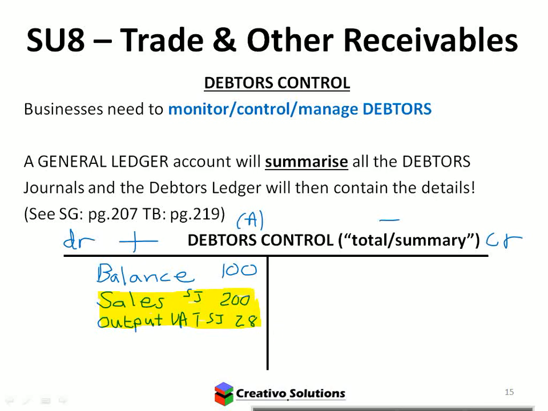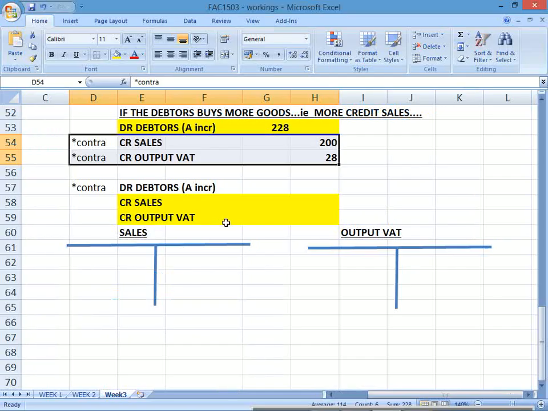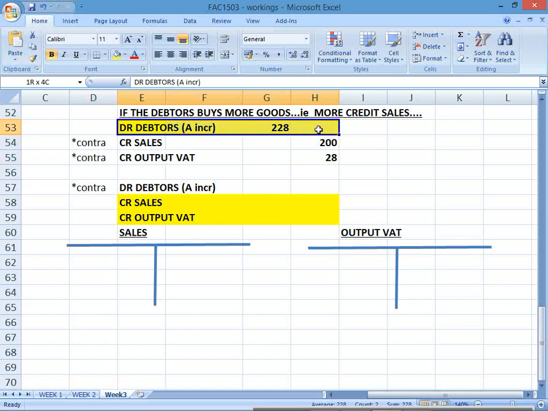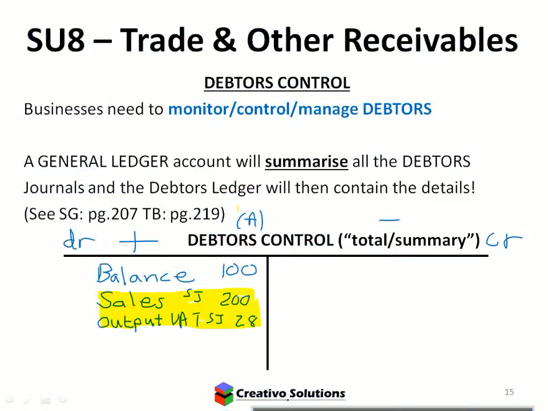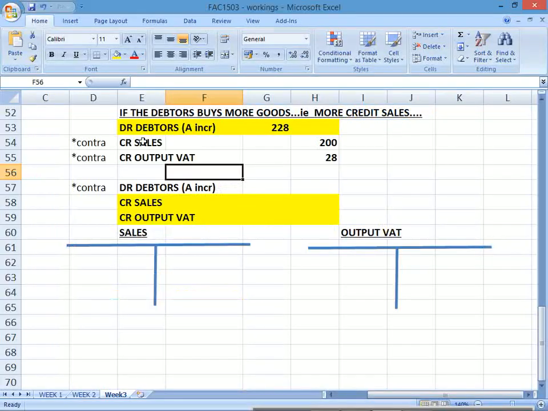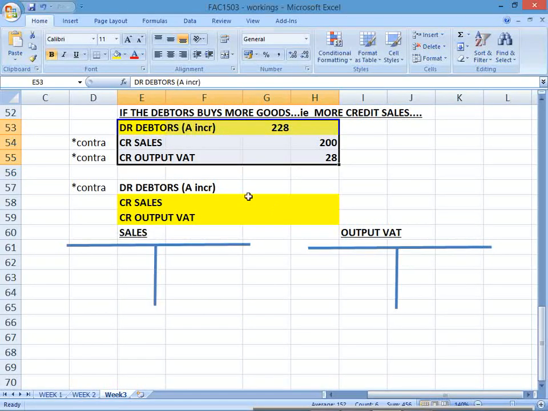So now what am I doing to debtors? 200 plus 28 is 228. Am I debiting debtors with 228? Yes. It's easy to do this if you've got that. And that's why the workings are important. And this is actually a general journal transaction. The general journal has a debit column and a credit column, and it looks like this. It's just the workings that you've been doing. They just give it a name.